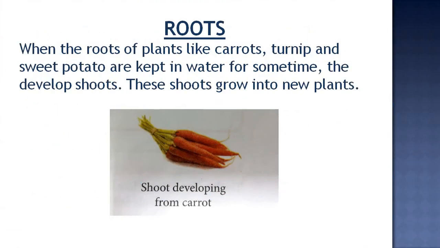Let's start with the plants which reproduce through roots. When the roots of plants like carrot, turnip and sweet potato are kept in water for some time, they develop shoots, means they develop a stem, and from that leaves grow. So these shoots grow into new plants. So carrot and turnip produce their new plants through roots. So this is reproduction by roots.